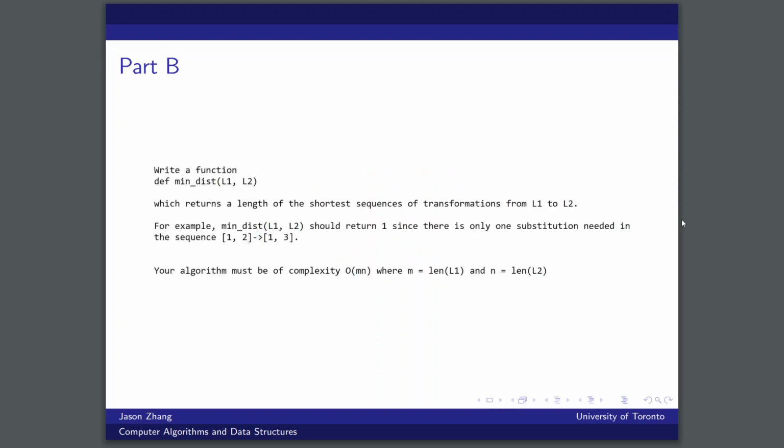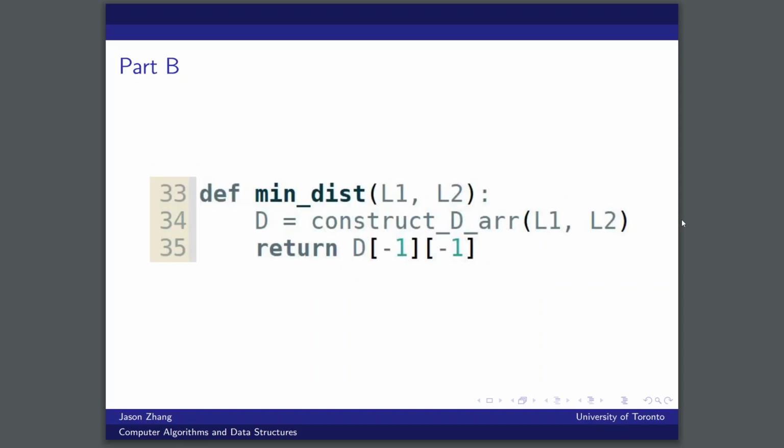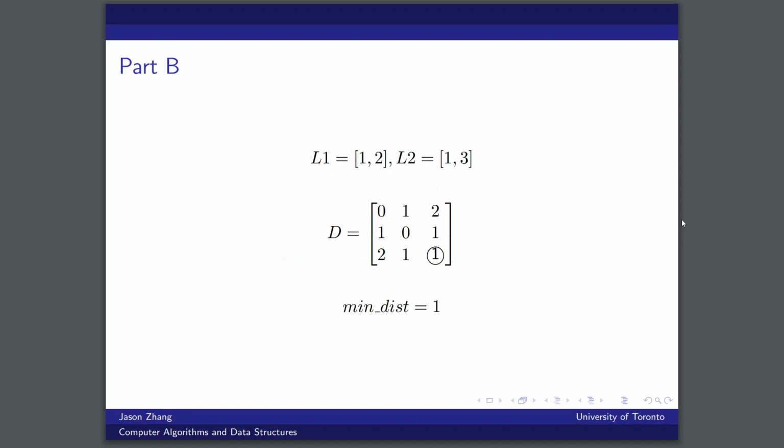Part B asks us to write a function called mindist, which returns the length of the shortest sequence of transformations from L1 to L2. And given that we've constructed our array D, this is actually quite simple. All we need to do is return the last element of the array, which is in the bottom right corner. So here, for example, the minimum distance between L1 and L2 is simply 1. And the reason for that is because all we need to do is perform a substitution, substitute a 3 for the 2.